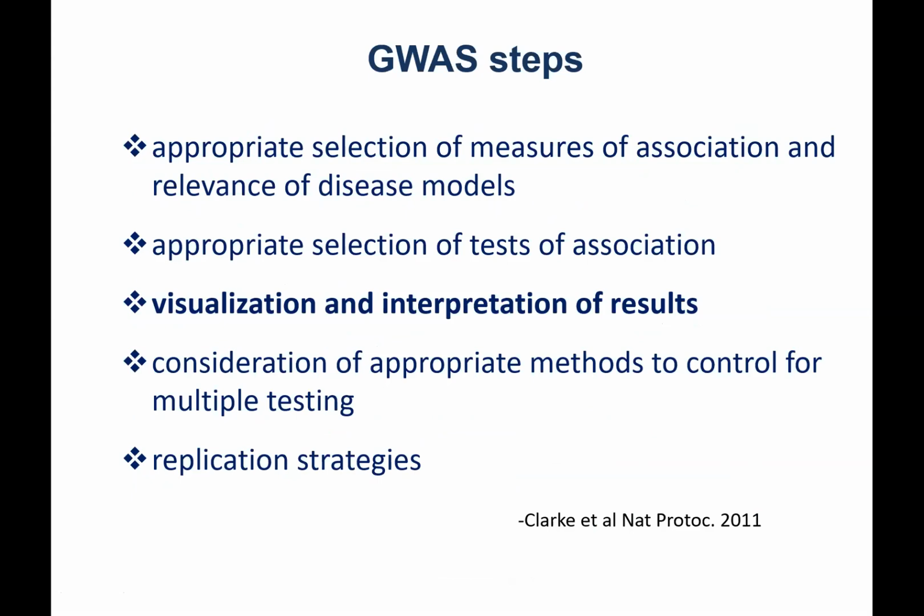GWAS usually includes five steps. Actually, in every step we use biostatistical and bioinformatic approaches. For example, we try to select the association measures. Then we need to select what kind of test to use for this association. For small samples, we can use the Fisher exact test. For large samples, we can think about the chi-square test.